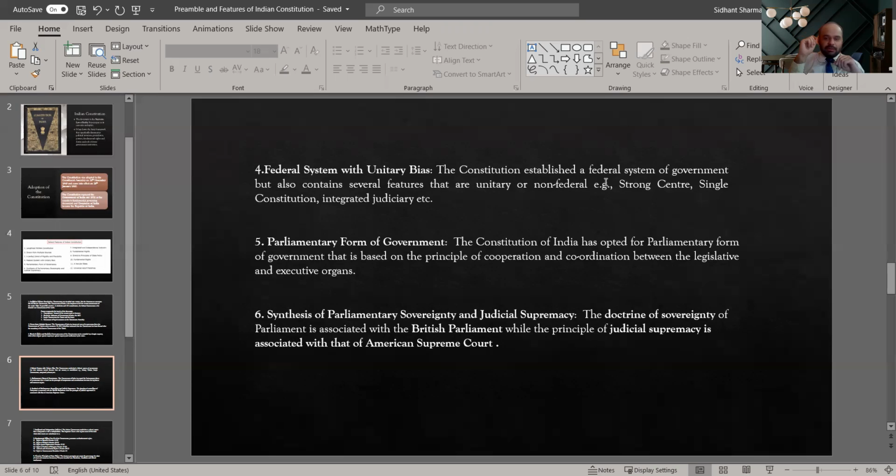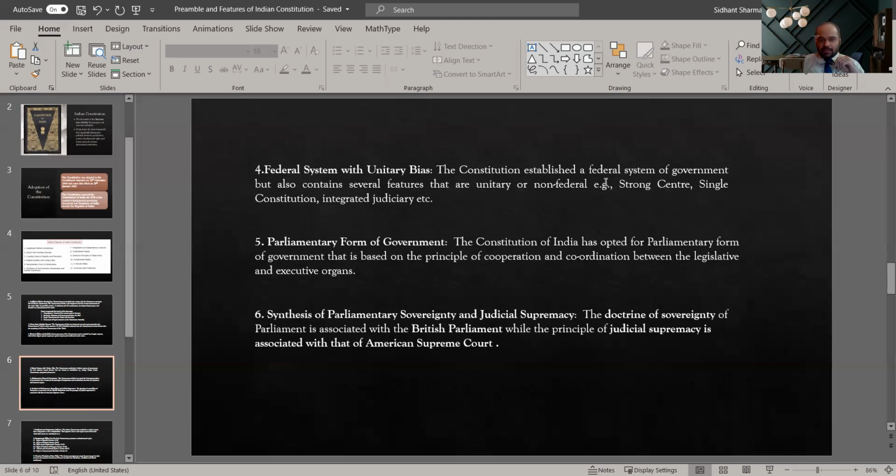The Constitution established a federal system of government, but has several features that are unitary or non-federal. Some unitary features are: we have a strong center, we have a single constitution, we have an integrated form of it.